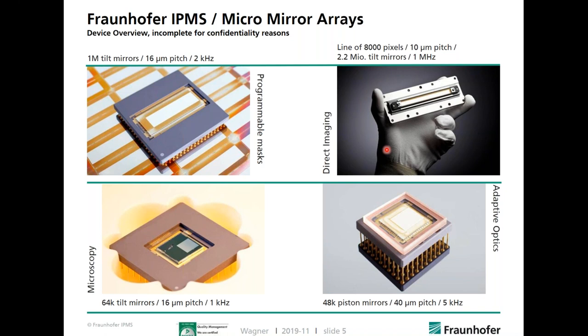On the lower right, you see a piston type mirror device. That means here the mirrors are not tilting, but they are moving up and down. Once again, kilohertz refresh rate, same ballpark. In this case, 40 micron pitch. This is a development that is several years old. In the meantime, we had more focus on tilting mirrors, but we are back on piston type mirrors. I will show you something on the latest results later on.